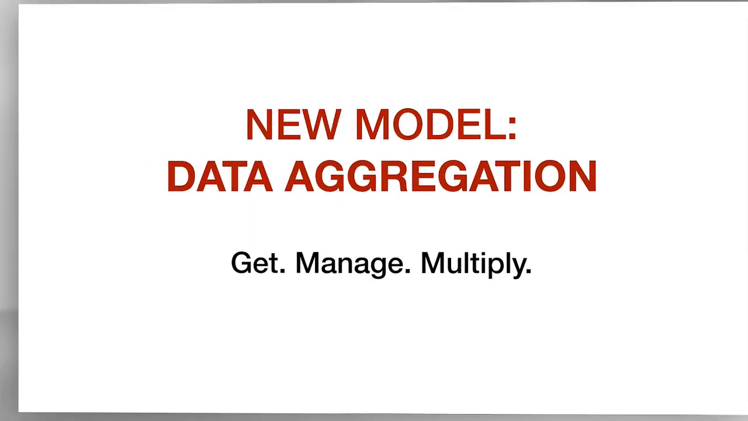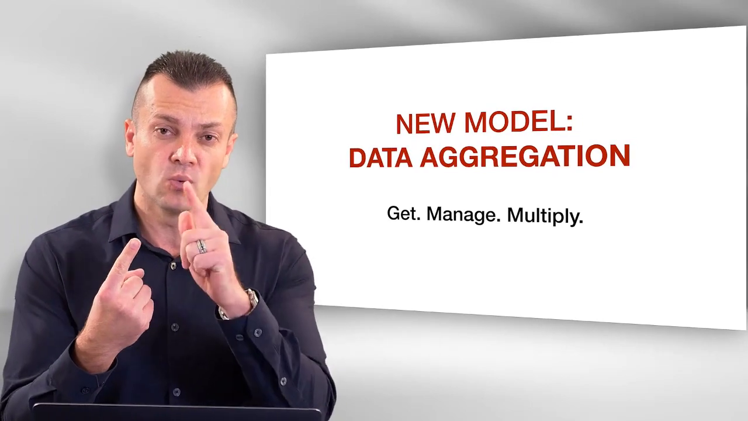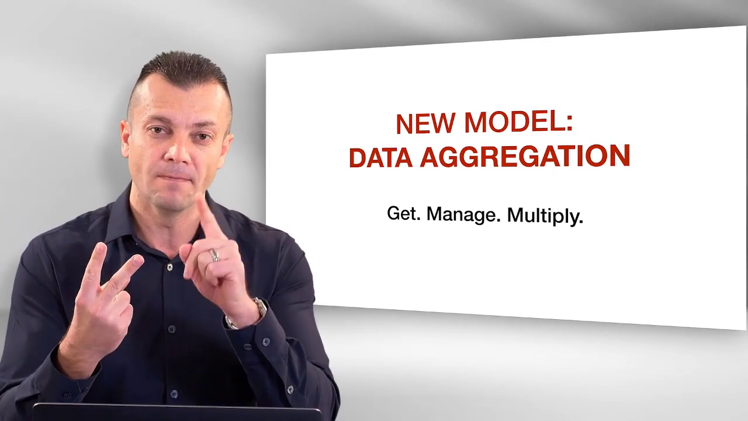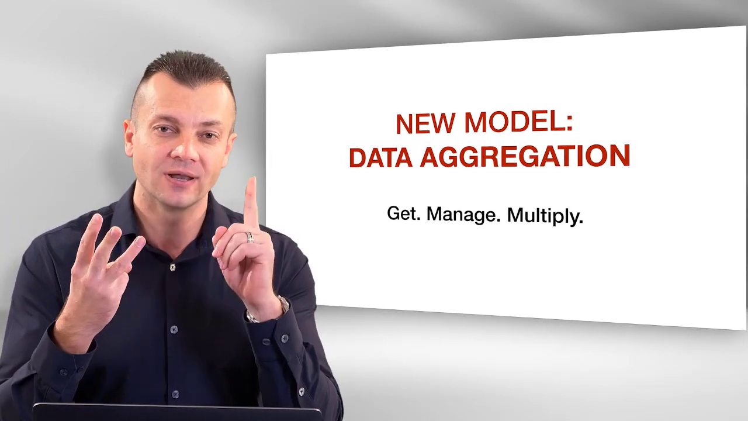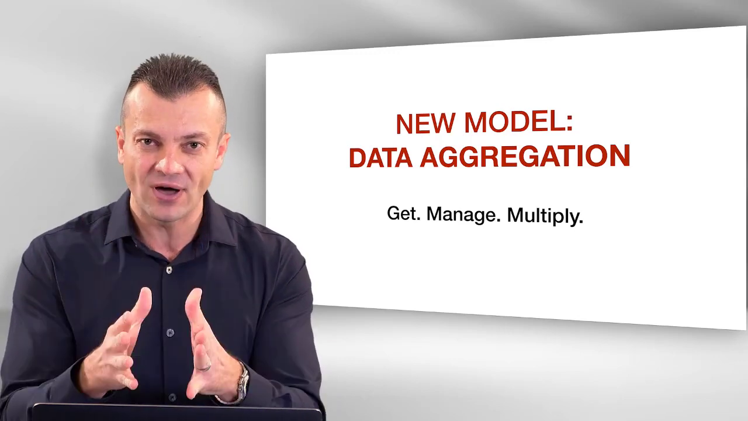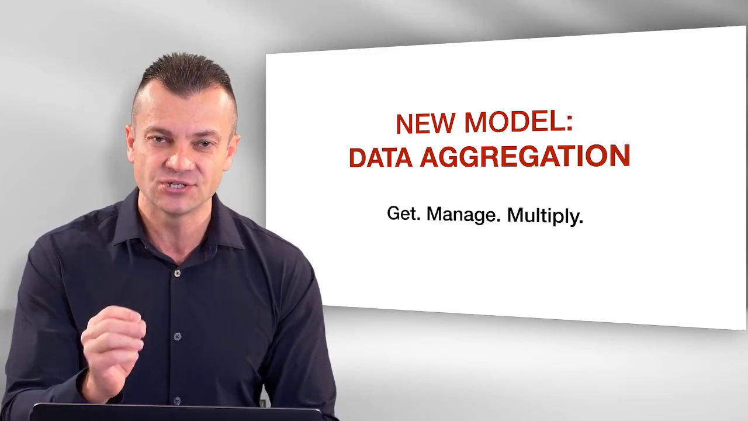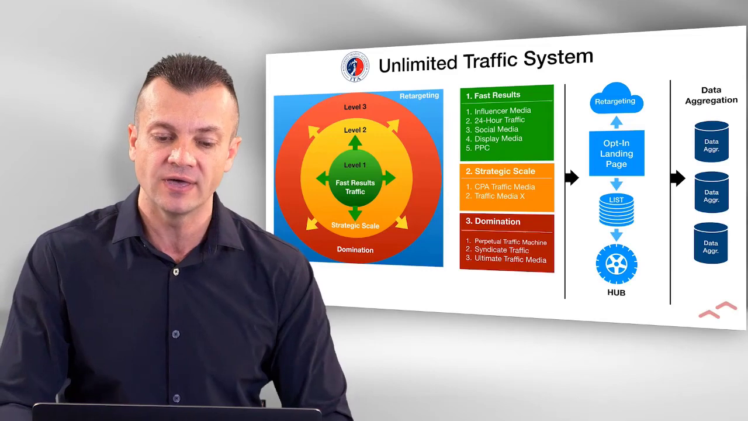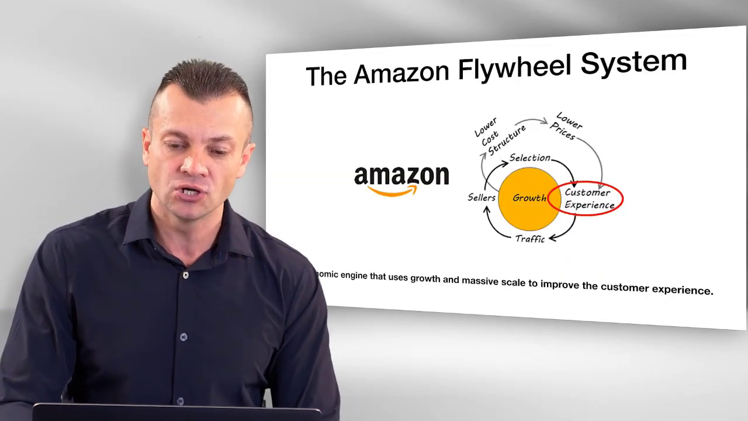The new model is called data aggregation. And data aggregation will focus on three things. Number one, we're going to get traffic. Number two, we're going to manage traffic. And then number three, we're going to multiply traffic. Very methodically, very deliberately, very intentionally. And there is a method and a way for you to do that. This is what it looks like. I'm about to show it to you.